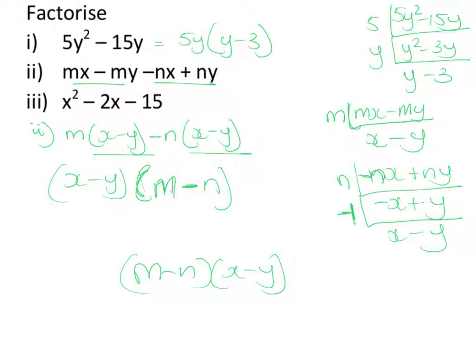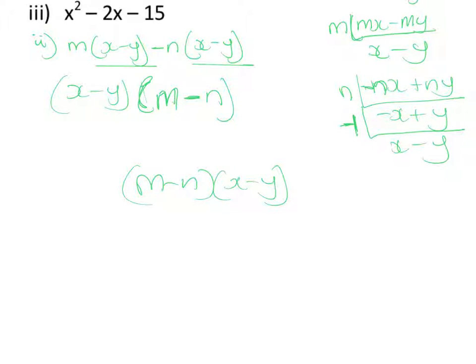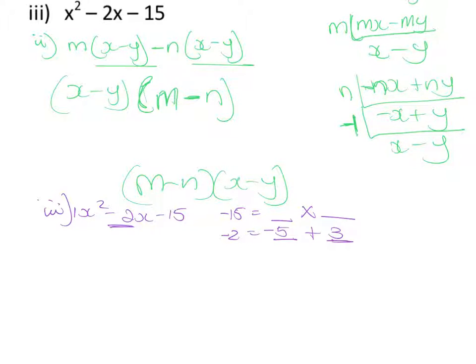Okay, and the last part of this question, part 3, x squared minus 2x minus 15. So we have to find two magic numbers that when we multiply it, we get minus 15, 1 by minus 15, and when we add it, we're going to get minus 2. And with some trial and error, you should have gotten minus 5 and 3, minus 5 and 3.